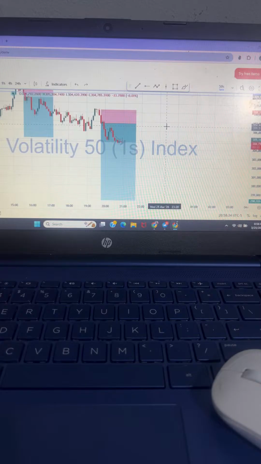I'll leave a comment on which pair I'm going over for you guys, if this pair smashes TP or if it doesn't. I feel like I want to make a video about this, explaining the whole reason why I take this trade. This 50s trade, I think that would be a nice video.